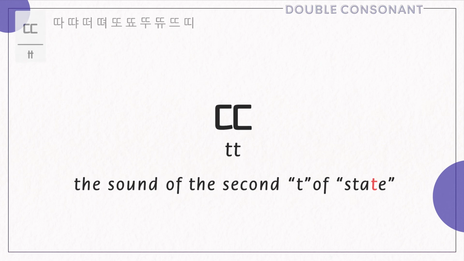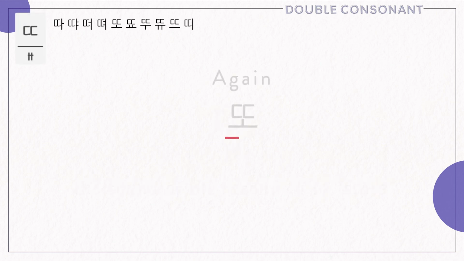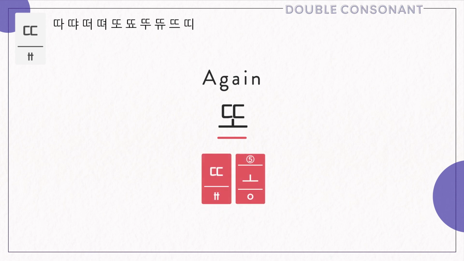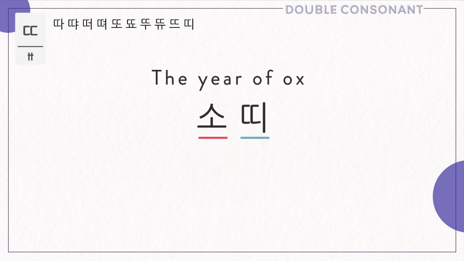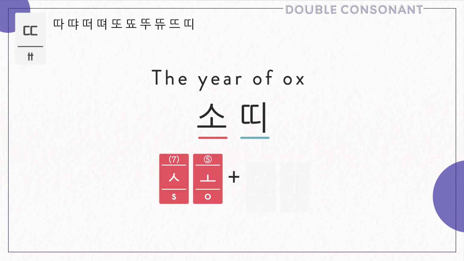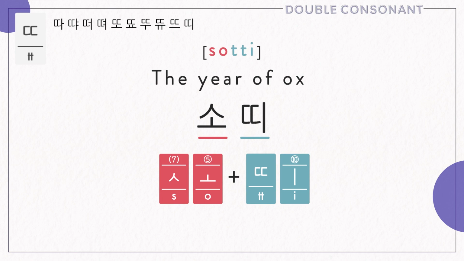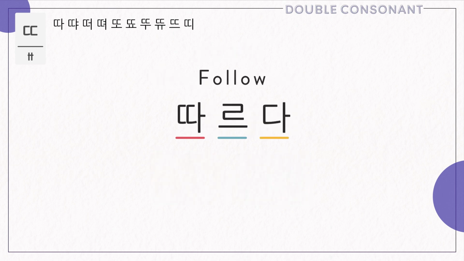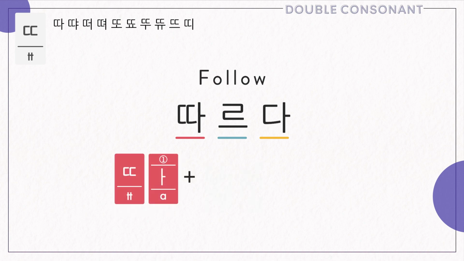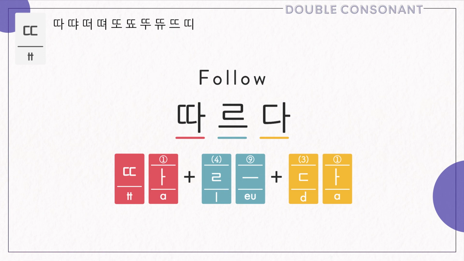Now let's look at the TT sound. Again, 또 would be TTO, 또. And the year of the ox, 소띠, is 소 plus 띠, 소띠. Next, try 3 letters. Follow. 따르다 is 따 plus 르 plus 다, 따르다.